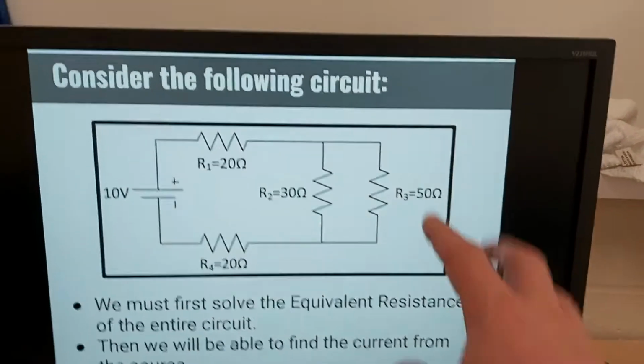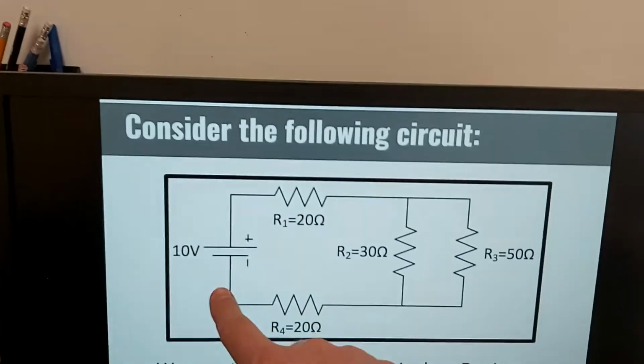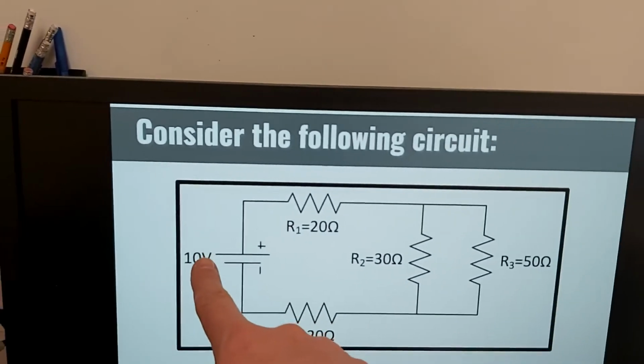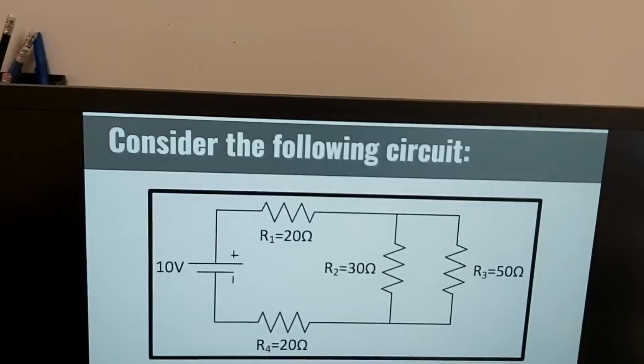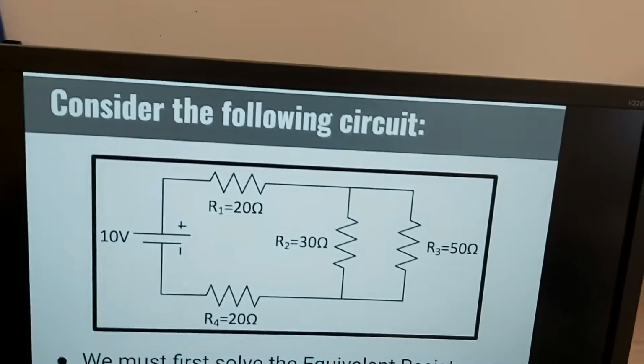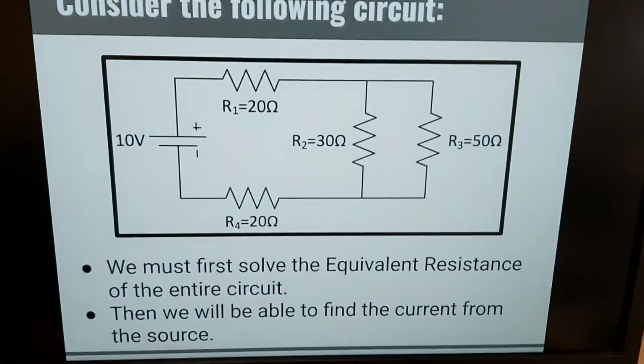We need to know what the total resistance of this circuit is, because once we know the total voltage and the total resistance, then we can use Ohm's law to figure out the total current and distribute that current using all of our tools. So let's take a look at how we did that over here.